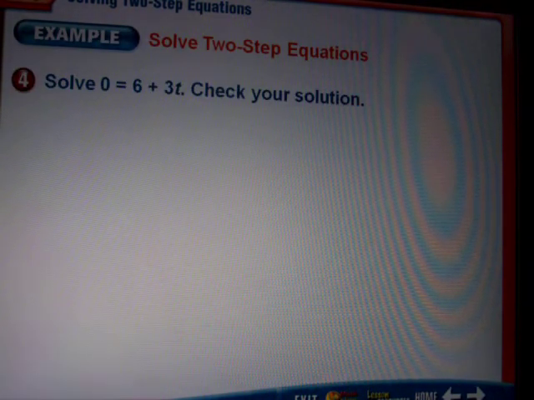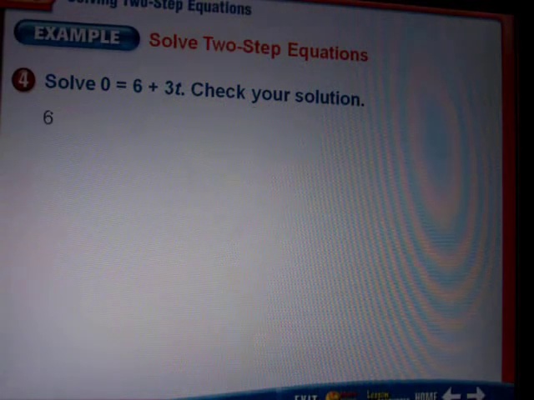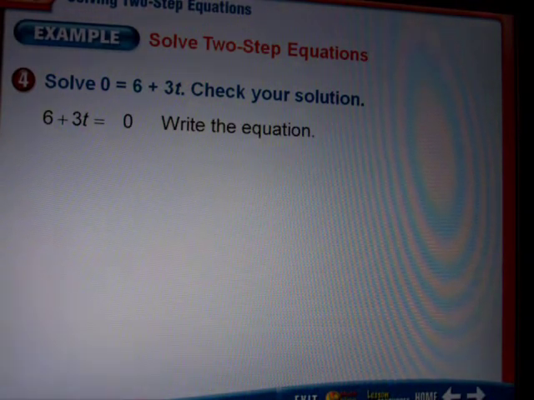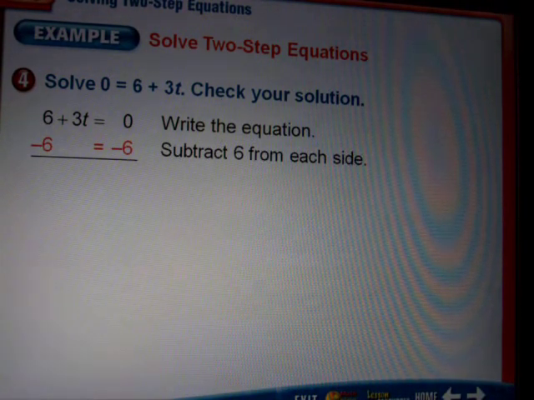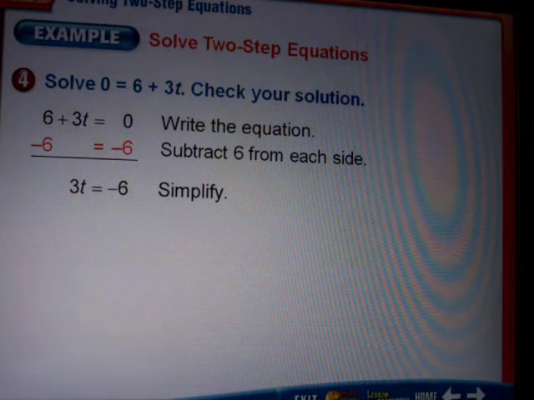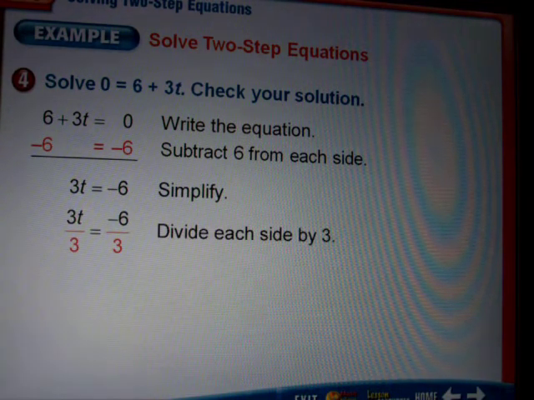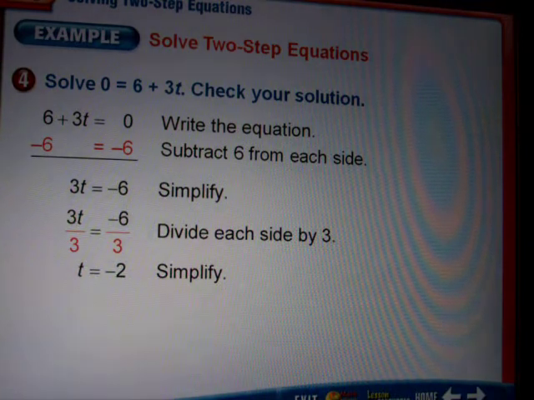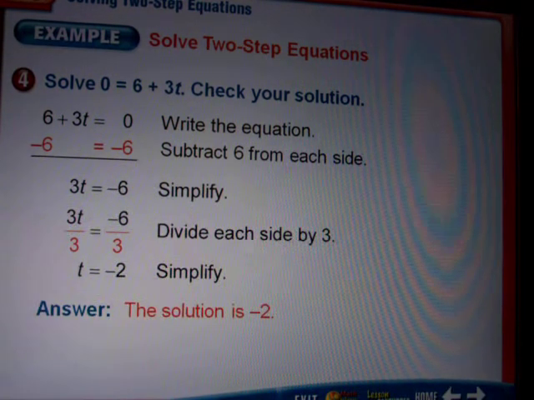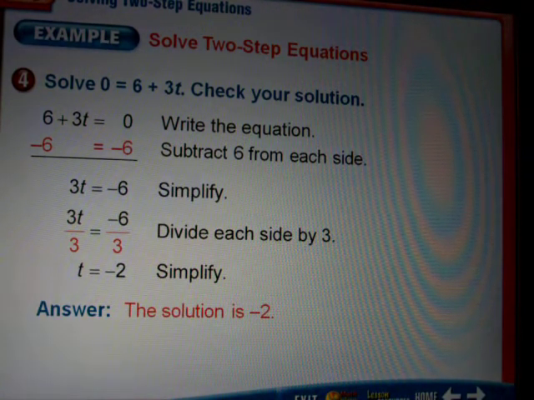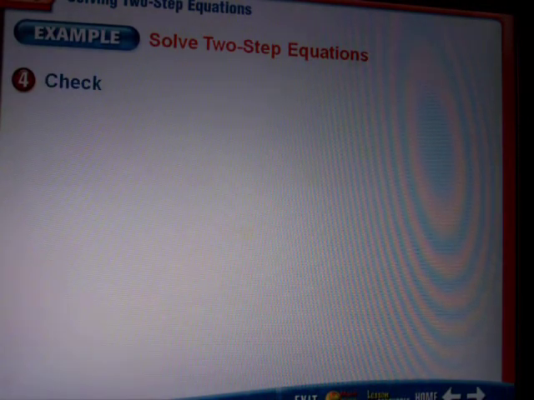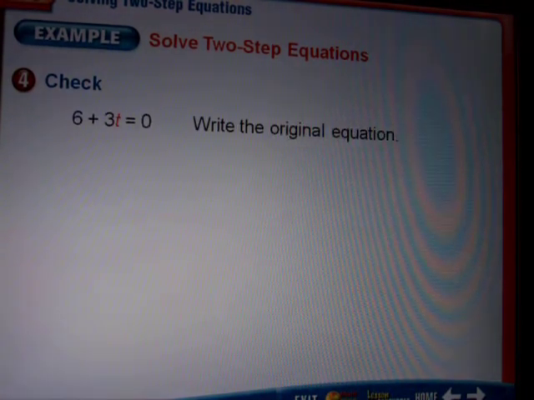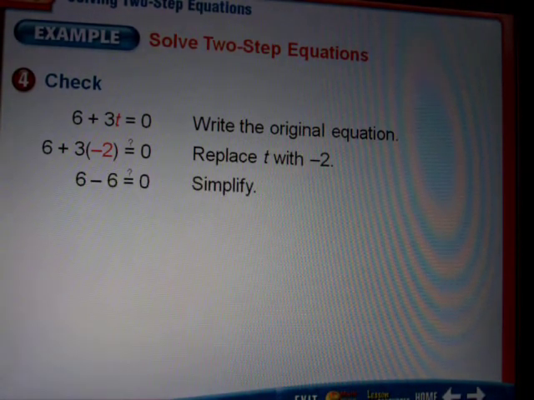So now we're going to do 0 is equal to 6 plus 3t and check our solution. Same thing, we're going to subtract 6 on both sides, leaving us with 3t is equal to negative 6, divide by 3, and t is equal to negative 2. If you notice they're working out evenly, don't be surprised about that. So then you can go through, check it, and solve it, and it works out to be true.